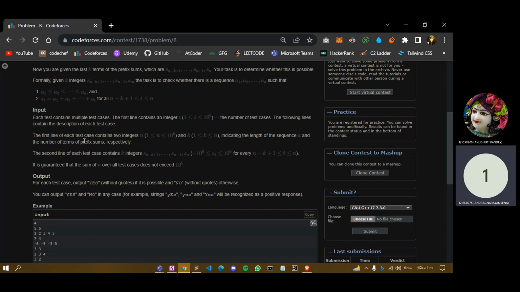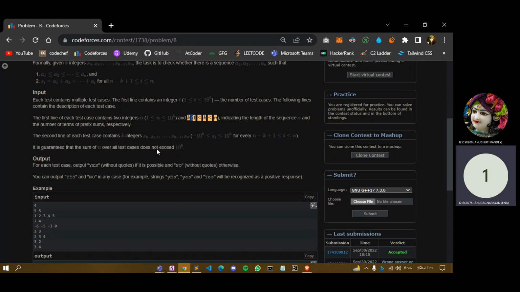And the input is like this. You are given t test cases and an integer n, which is the length of the array you have to form, and k, the number of last terms of the prefix sum array. Then you are given the last k terms of the prefix sum array. Further, the condition is that S of i lies from minus 10 to the 9 to plus 10 to the 9, so we have to consider the negative cases also.